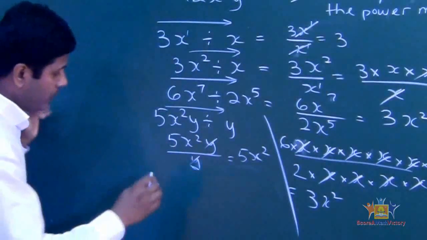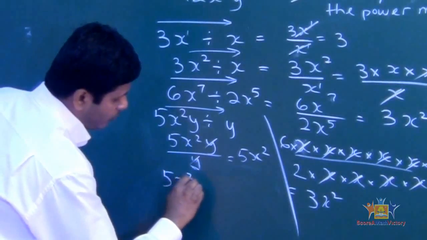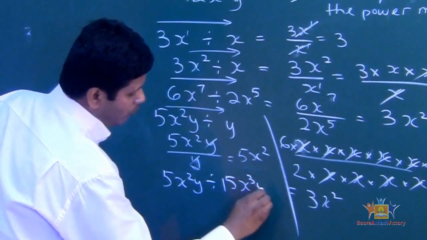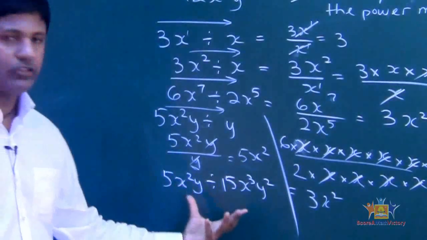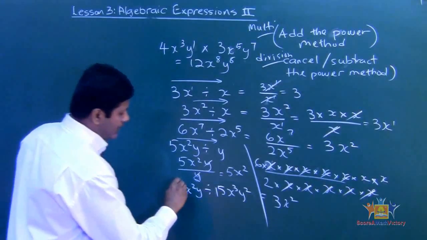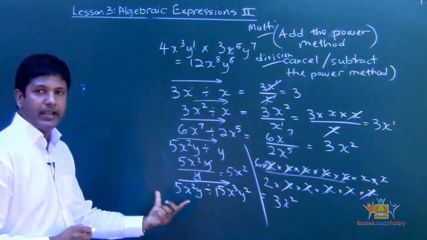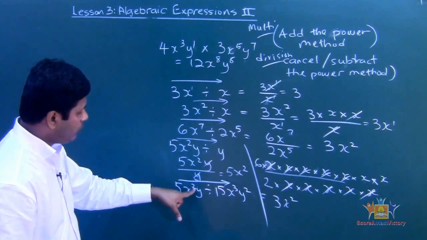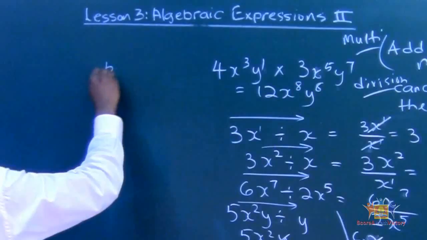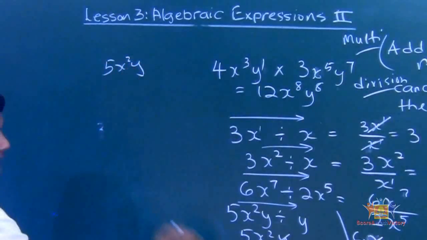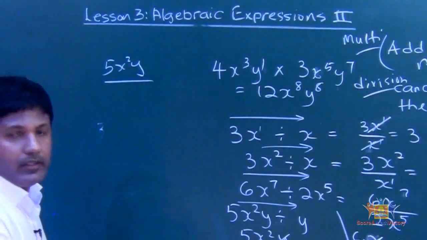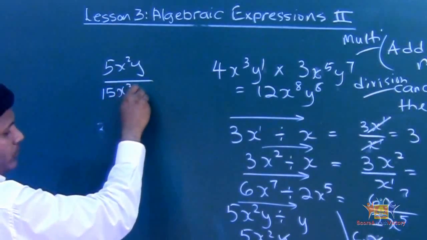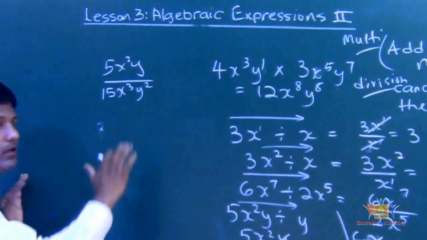Let's say Mr. Mac gives you 5x squared y divided by 15x cubed y squared. So how are we going to do this one? Exactly, we're going to use the right arrow method. So let's read exactly what it says: 5x squared y divided by. We're going to put the division as a line like this, 15x cubed y squared.